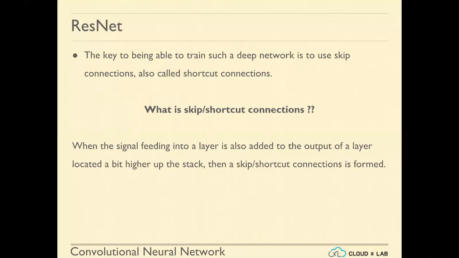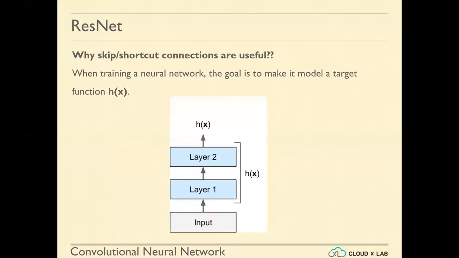All right. So what is skip or shortcut connections? When a signal feeding into a layer is also added to the output of a layer located a bit higher up in the stack, then the skip or shortcut connection is formed. Let's take a look. So why are skip shortcut connections useful?